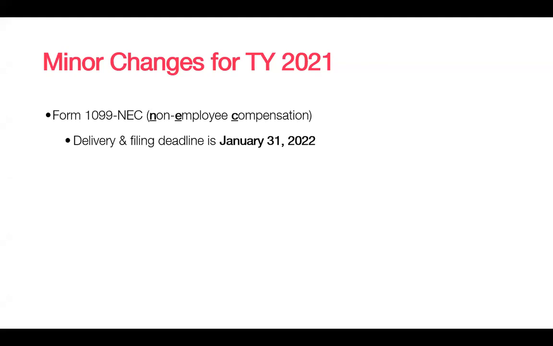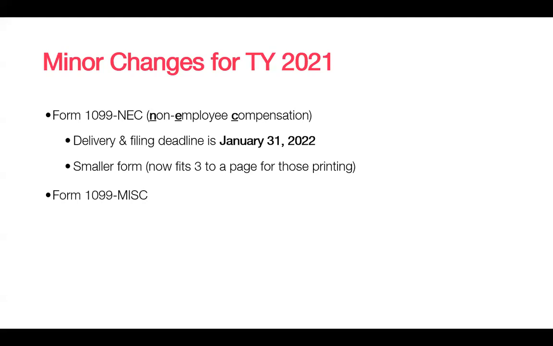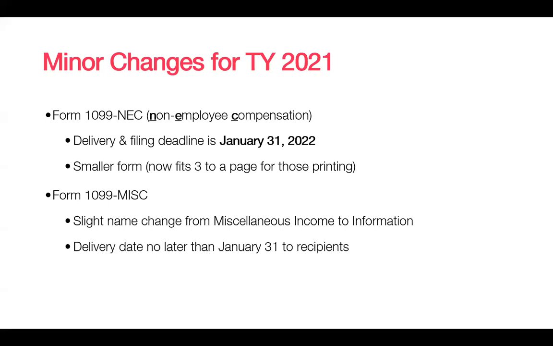So that's why it's such a crunch for us, because everything through December 31st has to be filed by the end of this month. Now, the difference for this year is last year's form was about the same size as the 1099 miscellaneous. This year, it's a little bit shorter. If you were still printing it out, now you can get 3 to a page as opposed to 2. And then there is a minor change on the 1099 miscellaneous form, and it's just a name change. It used to be miscellaneous income. Now it's called miscellaneous information. Big deal, right? But that's what they changed.